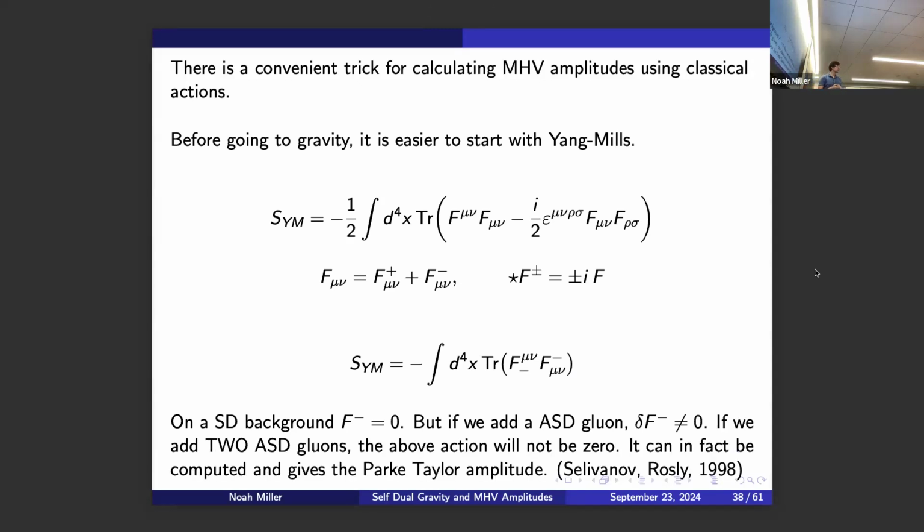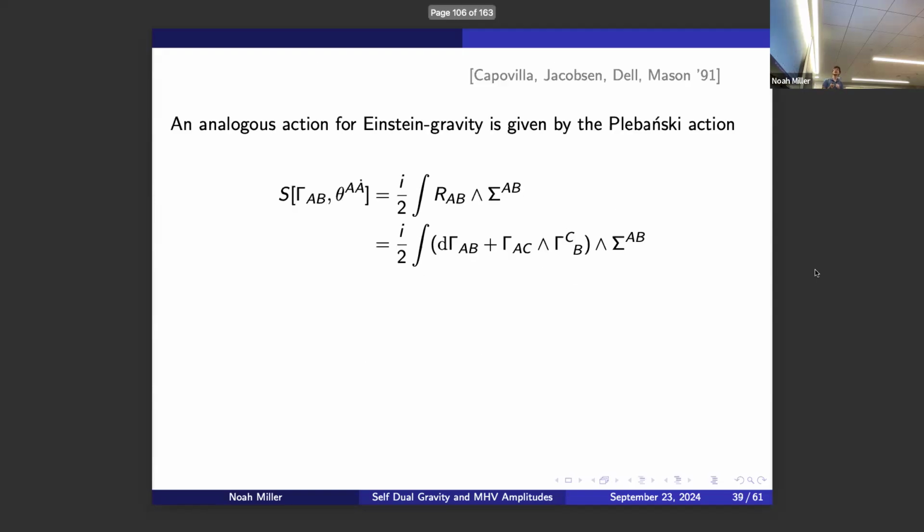So, right, you can use this trick to compute the Parke-Taylor formula, and that was done by Selivanov and Rosly in 1998. So it's not the hardest thing ever, although their paper's totally unreadable. In any case, one would want to ask, okay, what's the analogous form of this action, the sort of self-dual rewriting of Yang-Mills, for Einstein gravity? And that's given by this following so-called Plebanski action.